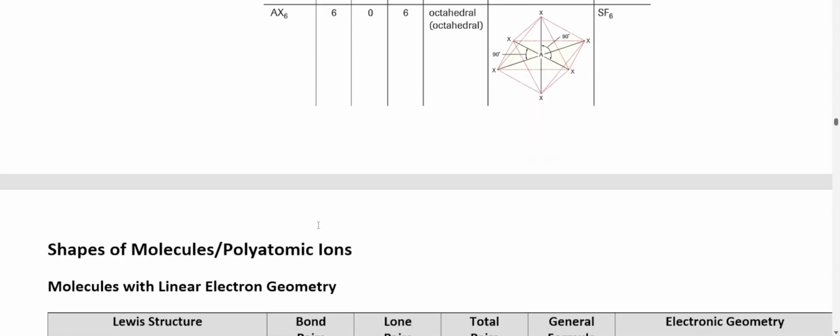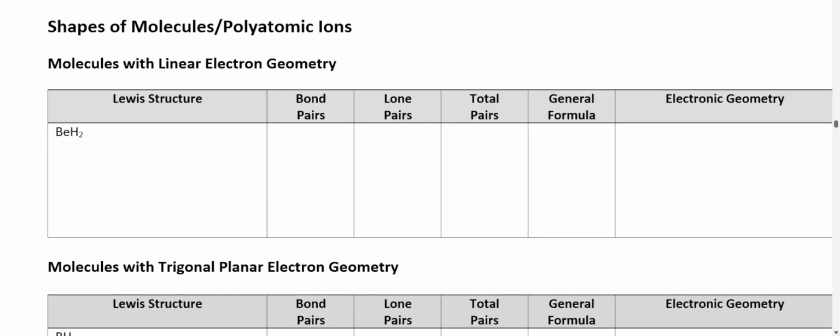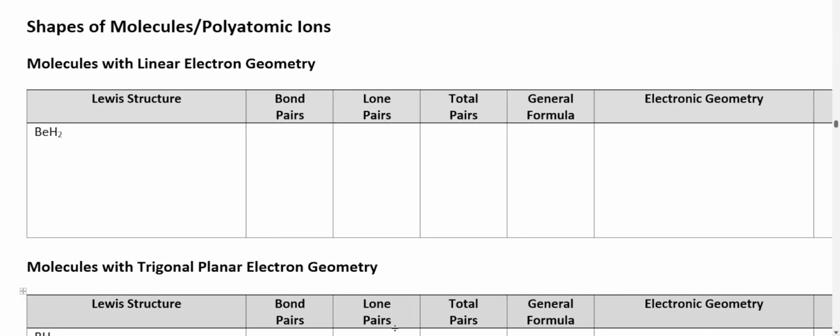So we're going to start off right here with linear electron geometry. Okay, so the first molecule that we're going to encounter is BeH2. And so I'll just go ahead and draw these Lewis structures. Unless there's a Lewis structure that I think it's worth going over how to draw, I'm just going to provide these in the video. So the bond pairs, we look at these right here. There's two bond pairs. And when we talk about lone pairs, what we mean is lone pairs on the central atom. So look at my central atom, there's 0 lone pairs, total pairs of 2, and the general formula is A for your central atom and 2 surrounding atoms.